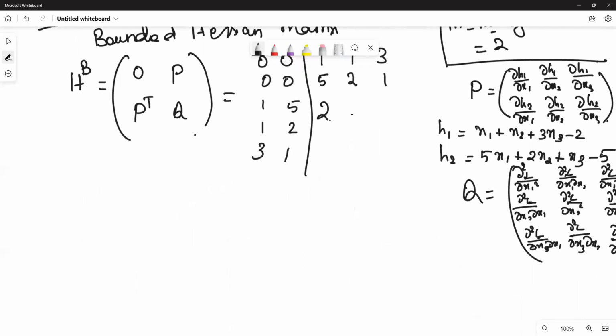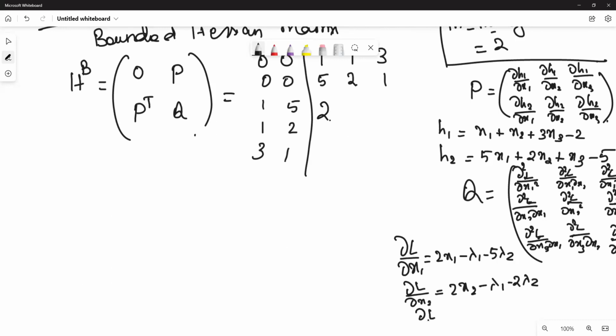So ∂²L/∂x1∂x2. Let me write the values here so that I can write easily. ∂L/∂x1, which we have already got as this. ∂L/∂x2, already we have got it as 2x2 − λ1 − 2λ2. ∂L/∂x3, we have got it as 2x3 − 3λ1 − λ2.